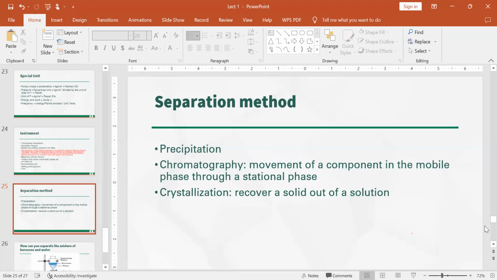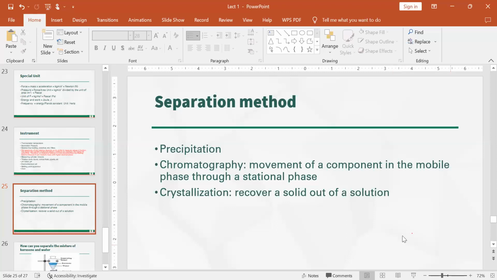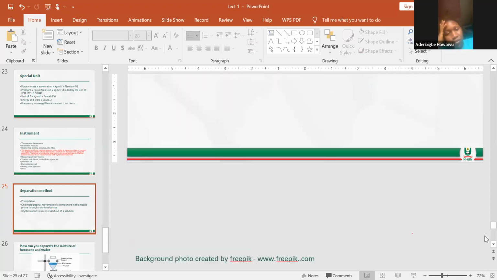Once it meets the solid, something is separated out. That is called chromatography. We have crystallization. You recover a solid out of a solution. Something was a solution, but you do one thing or the other, and a solid comes out from that solution. That process is called crystallization. We also have precipitation. You add something and something comes out from it. So that is what we call precipitation.